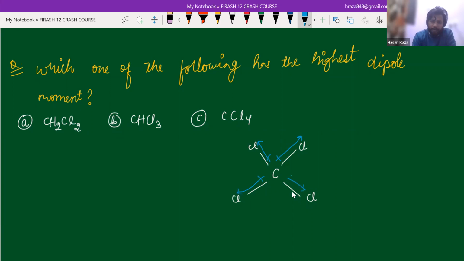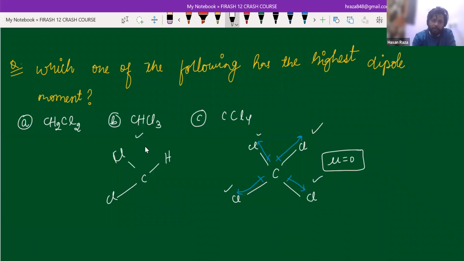Okay, so please, sorry. Firaz, you can see both are in opposite directions, so they will cancel each other. As well as you can see these both are in opposite directions, so mu here will be equal to zero. Are you getting my point? Now see CHCl3. So this is your hydrogen, and this is your chlorine, and this is your chlorine, as well as this is your chlorine.